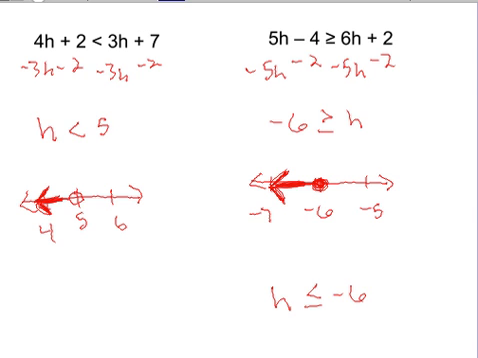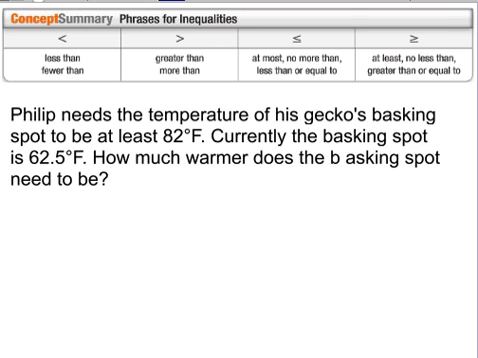All right. A couple of word problems just to get some practice. I included in your notes some of the common phrases or words that can be used for each of the symbols that you might need to think about when you're setting up your own equations or inequalities for word problems. So Philip needs the temperature of his gecko's basking spot to be at least 82 degrees Fahrenheit. Currently the basking spot is 62.5. That's one chilly gecko. How much warmer does the basking spot, sorry about the typo, need to be?